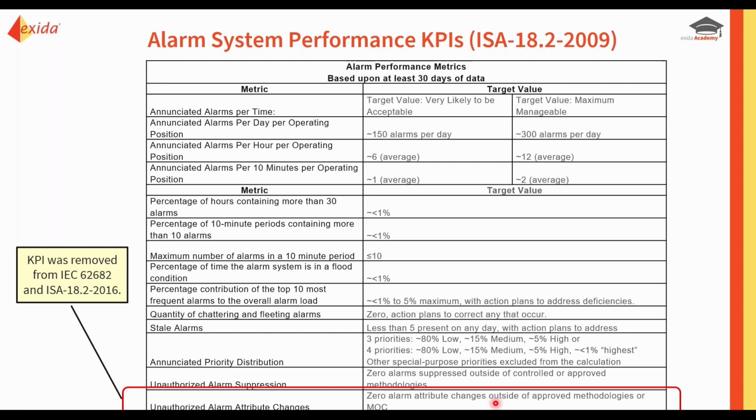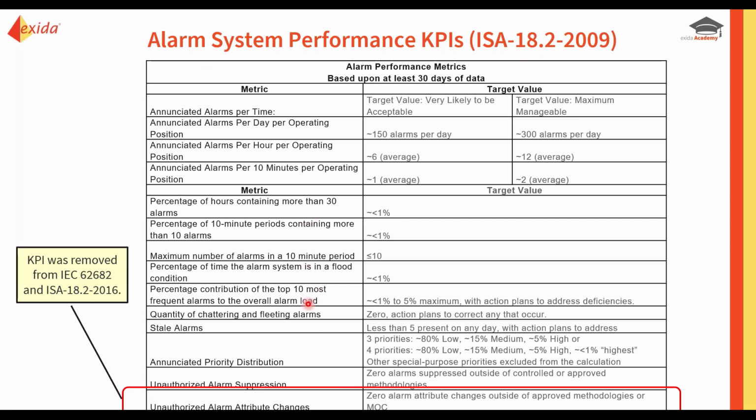Now, if you're very familiar with ISA 18.2 standards, you may remember that in the 2009 version, there was actually a KPI explicitly for the number of unauthorized alarm attribute changes. And of course, the target was 0. This does not exist anymore in the ISA standard or in the IEC version of the standard. It was actually removed in the IEC standard based on the fact that these unauthorized KPI categories are quite a bit more challenging to determine.